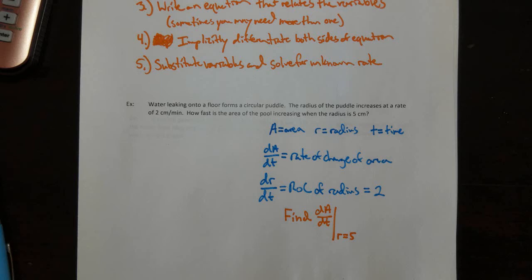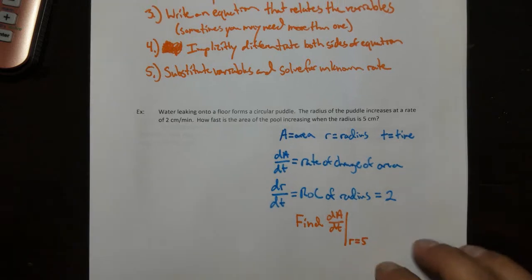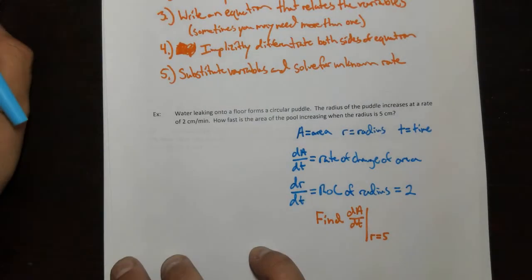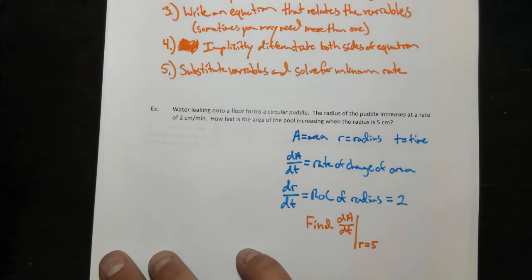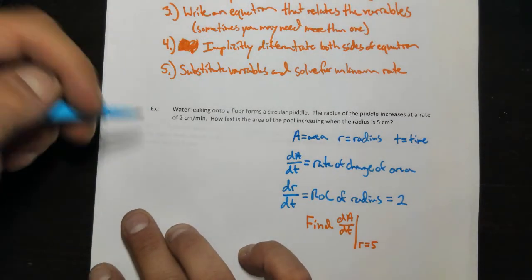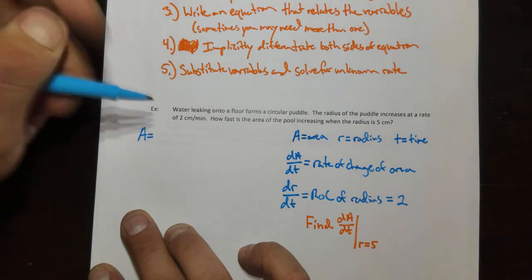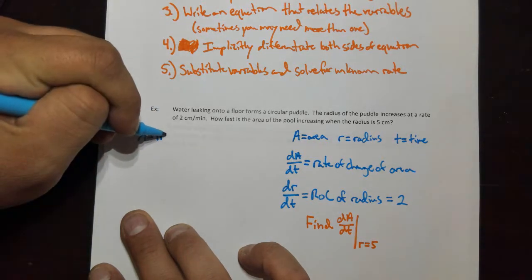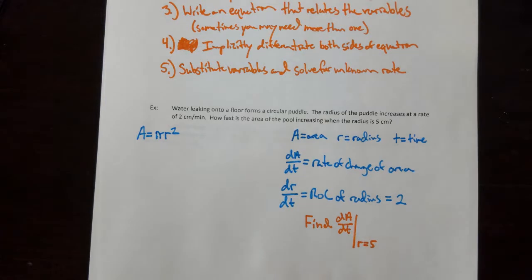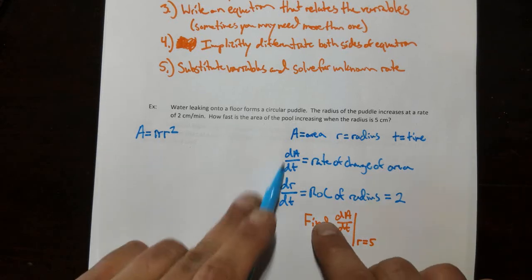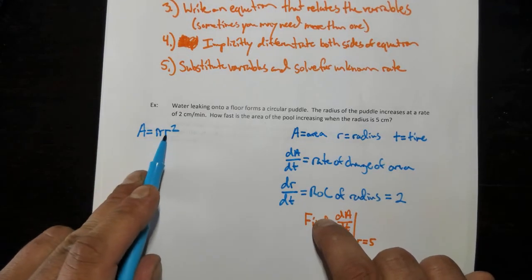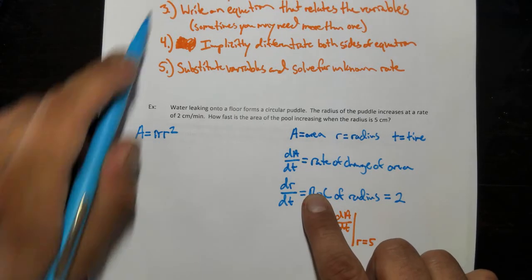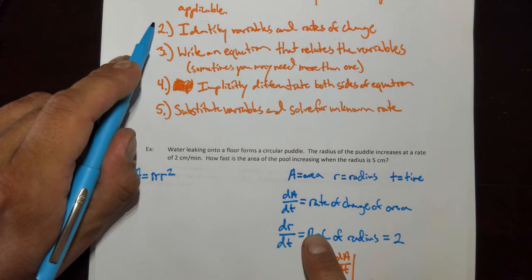Okay. So I won't really draw a picture on this one, but let's see. What is the area of a circle? The area of a circle is A equals pi r squared. So that's the equation we're going to use. It relates our area and radius together. Time is in there, but it's in the derivative. So cool. So we did step 2, identify the variables and rates of change.